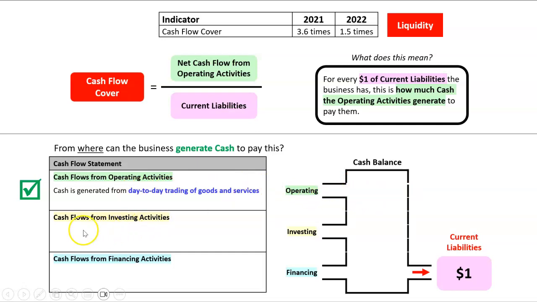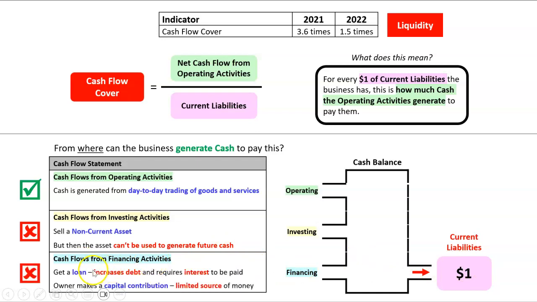Now, if it came in through the investing section's pipe here, that would mean we've sold a non-current asset, which could be good on its own, if it's something we're not using. But then the asset is gone. It's gone forever, and we can't use it to generate future cash. Or lastly, we could pay this $1 of current liabilities from our financing activities. And the only two options there to get money in through this pipe are either to get a loan, that's bad because it increases debt and increases interest to be repaid, or the owners made a capital contribution, and that's a limited source of money.